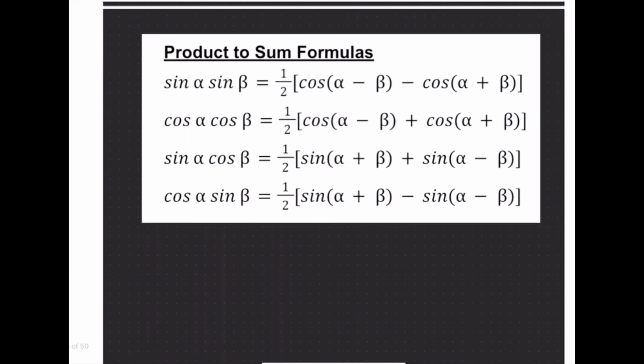So this is on your reference sheet that you guys have, right? Honestly, our reference sheet is going straight in order for us. It's right below that half angle, and you've got that product to sum. And then tomorrow we'll do the sum to product one.